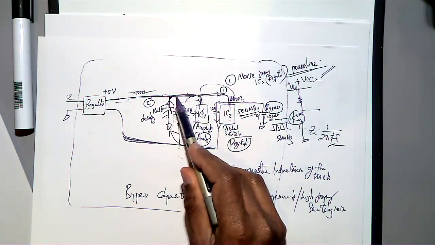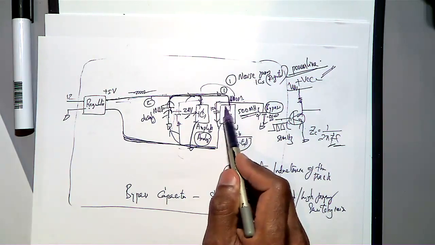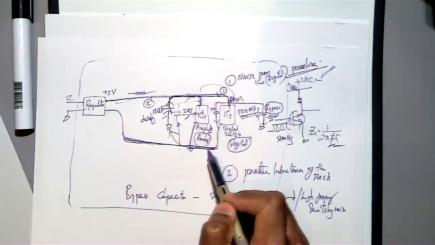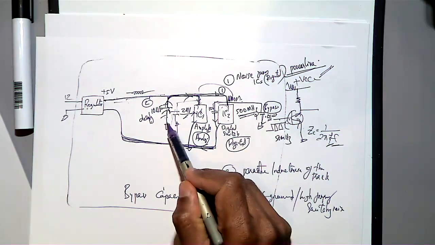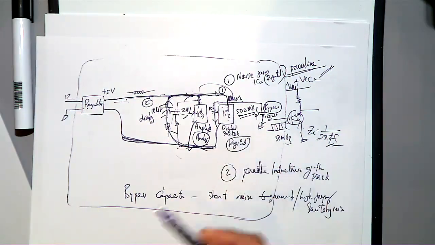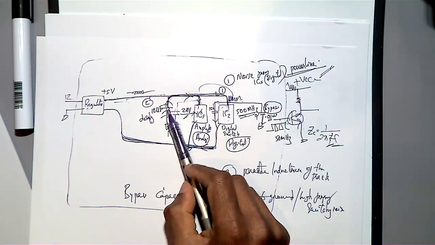So the current is going, and when the transistor is on, it is coming to the ground plane. From the ground plane, the current is returning and then coming to this ground. See, the circuit is closed. So that is the reason we put a big capacitor. The capacitor should be big because you need to store that much charge, and this can also short a lot of noises as well.